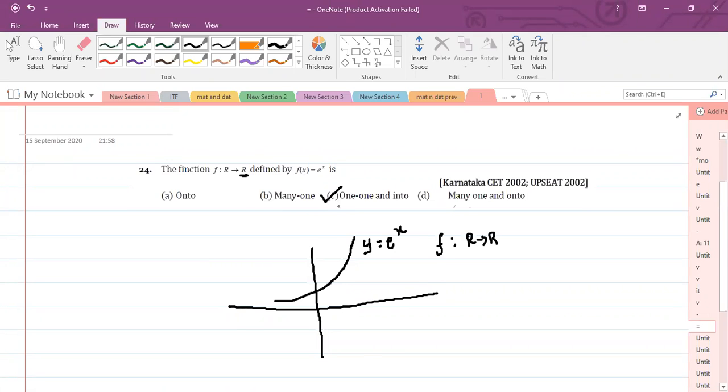A function which is not onto is called into. A function which is not 1-1 is called many-one. So it is a 2002 Karnataka CET problem. If you know shortcuts like this, you can solve the problem very easily.